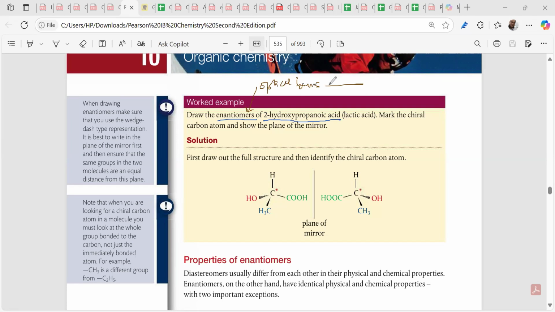Optical isomers are those which will be having a chiral carbon, right? If anybody has got a chiral carbon, it means it will be having all four groups different, A, B, D, E, right? That's very simple. Not functional group. They'll be having all four groups different. Now come to the next part. In any optical isomer, we have to find out the chiral carbon.